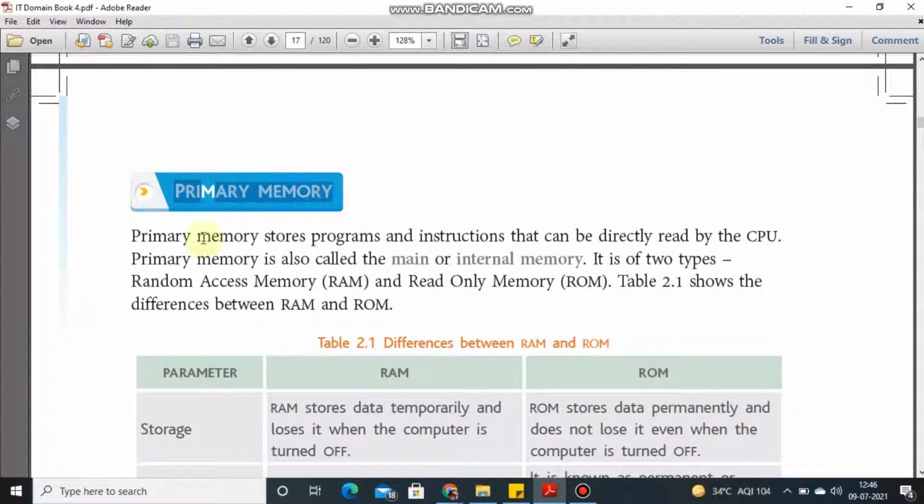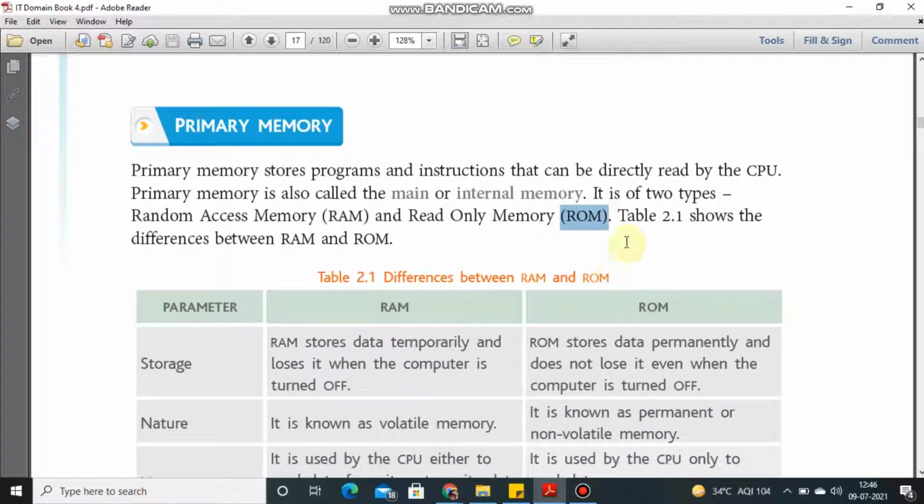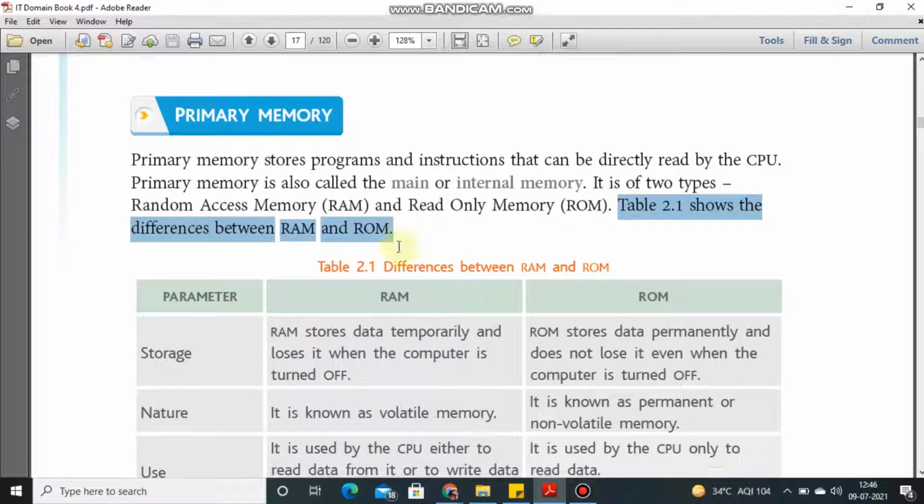Primary memory. Primary memory stores programs and instructions that can be directly read by the CPU. Primary memory is called the main memory or internal memory. As I mentioned, primary memory is known as main memory or internal memory. It is of two types: random access memory, which is called RAM, and read only memory, that is ROM. Table 2.1 shows the difference between RAM and ROM.